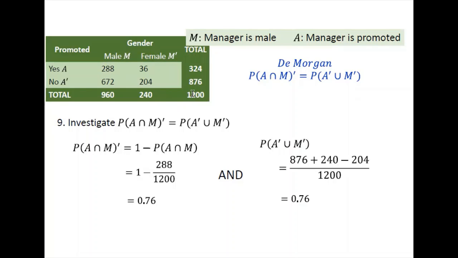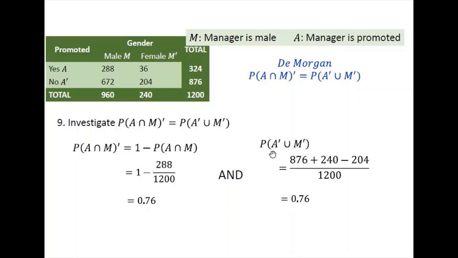288 divided by 1200. So the probability is 1 minus 288 divided by 1200, which is 0.76.